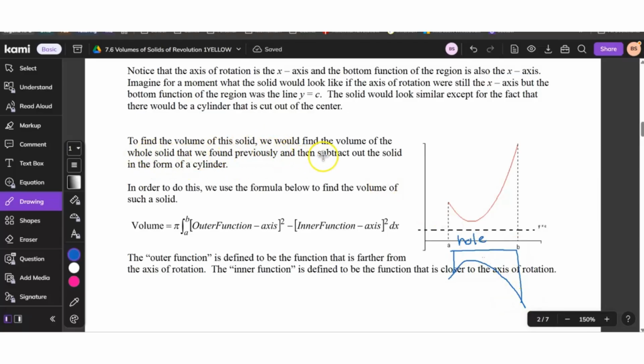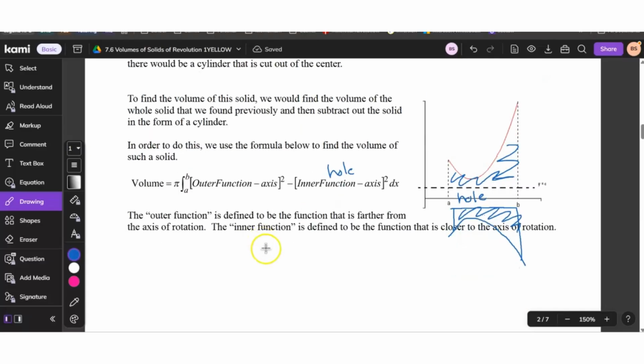To find the volume of this solid, we need to find the volume of the whole solid that we found previously, and then subtract the solid that makes the cylinder. So we'd have pi r squared for the outer function, the whole thing we already did, minus this part, which is the hole in the middle. In total, that gives us the area of this thing. Of course, imagine it in 3D. I'm doing a cross section so you can understand that there's a hole in the middle.